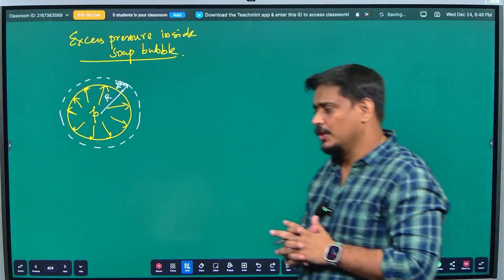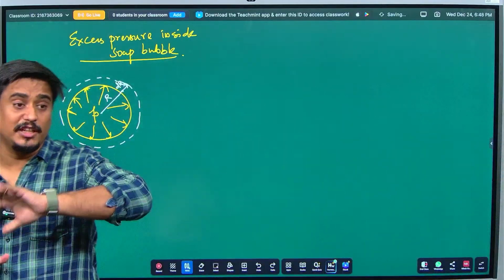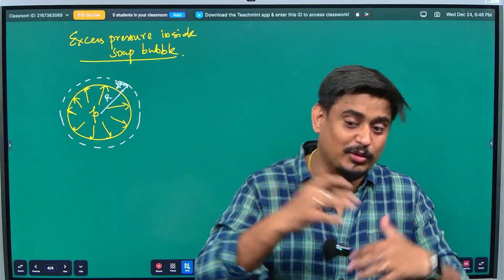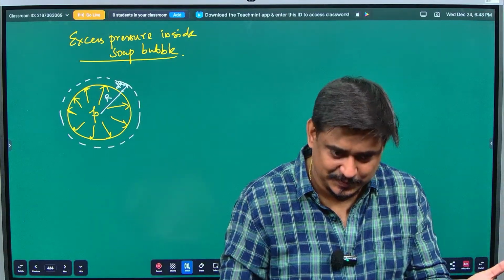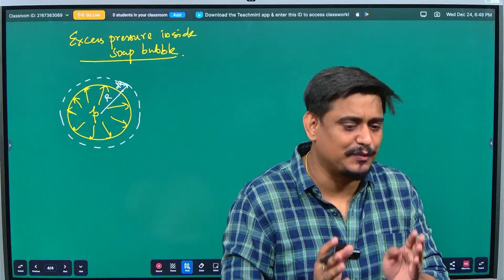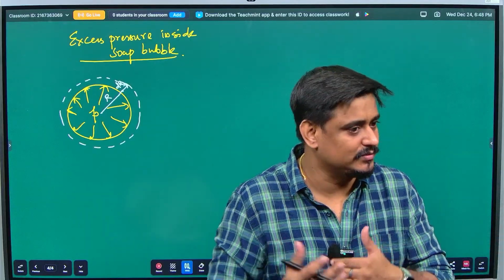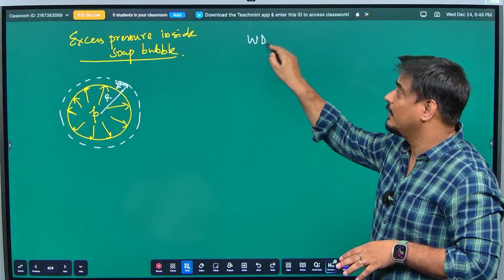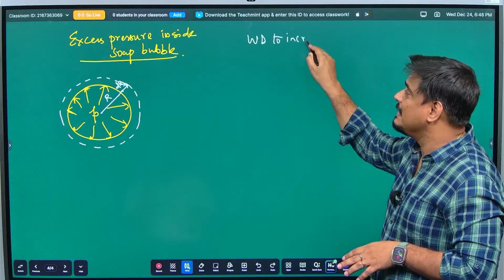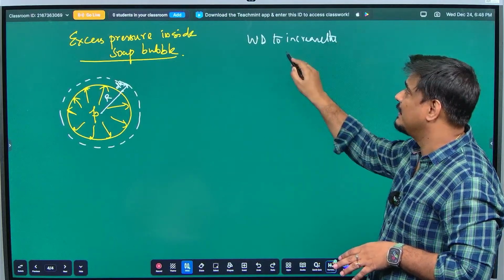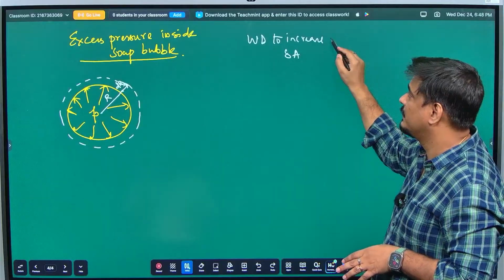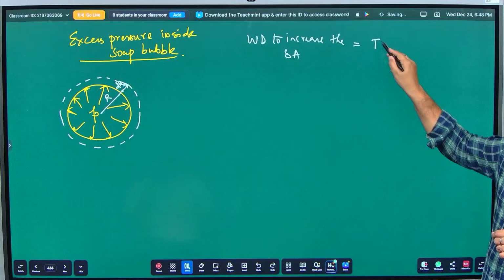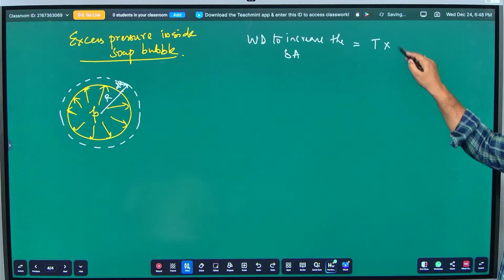Now I have the original area, then I have the final area. Subtract both, I will get the increase in surface area. If I multiply by surface tension, I will get work done. So what I am trying to find now is the work done to increase the surface area. How do I find that? Multiplying surface tension with the increase in area.